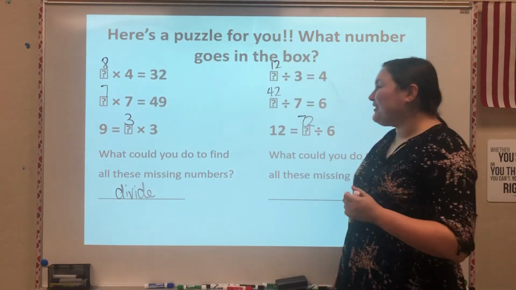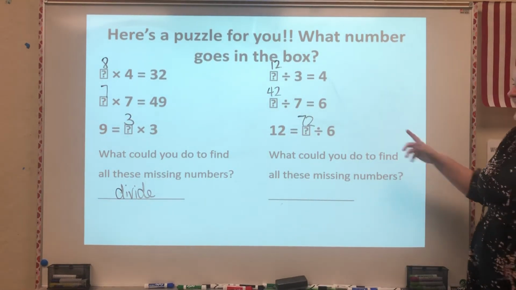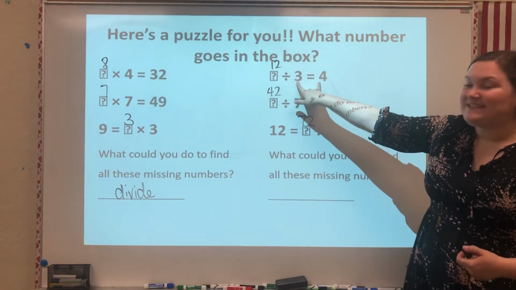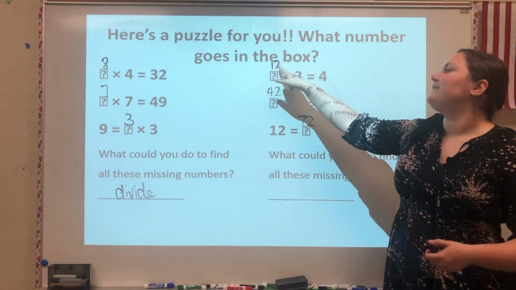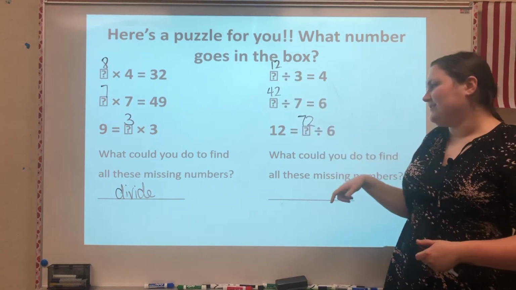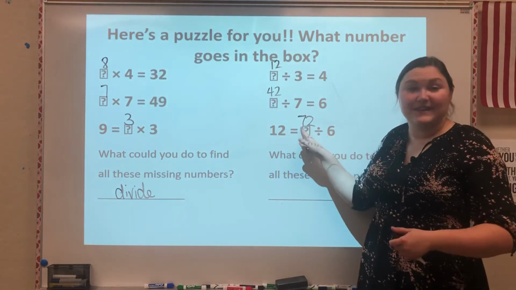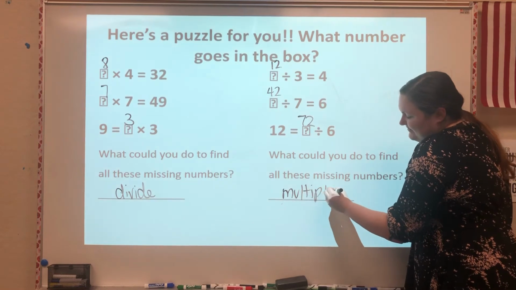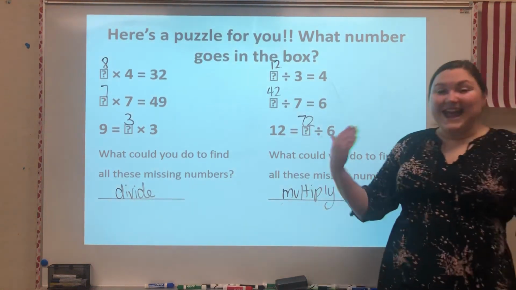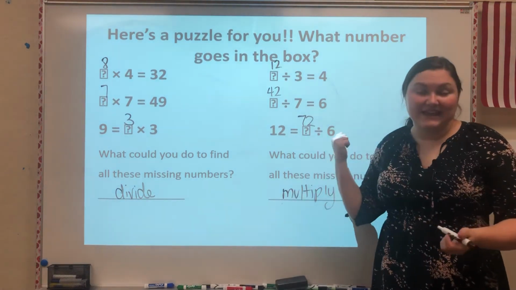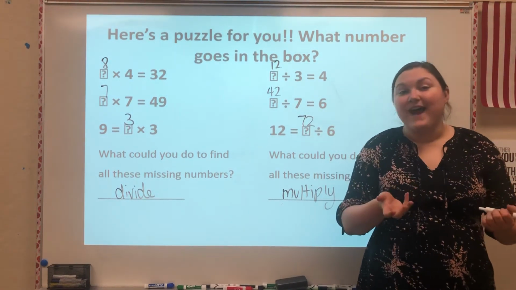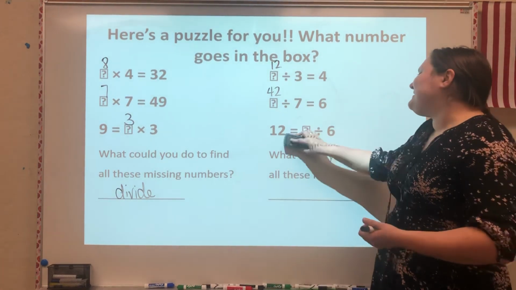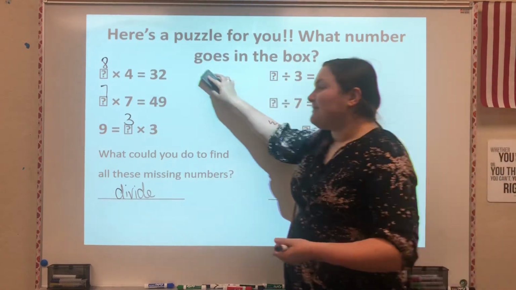Similar over here, what could we do? Well, I could multiply. Even though these are all division problems, I could do the opposite. I could multiply the 2 numbers I see to find that missing number. 3 times 4 gives me 12. 7 times 6 gives me 42. 6 times 12 gives me 72. So what could we do to find those missing numbers? We could multiply. Just like adding and subtracting are opposites, multiplying and dividing are opposites. And we can use that fact to help us find these missing numbers. Now, just like in the first part, it's not going to be this game of what number goes in the box.